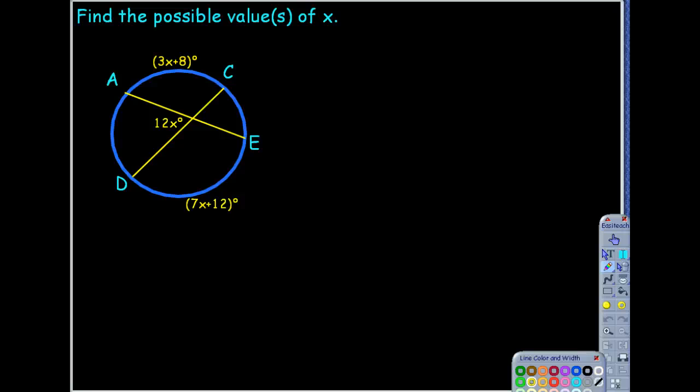All right, this next one says find the possible values of x. And as you look at this problem, notice that we have x's in all of these degrees. Some of them are arcs, some of them are angles. Tell me what you're thinking here. First of all, what do you see? Well, the first thing I notice, because I'm dealing with angles and arcs involving a circle, I think about the location of the vertex.